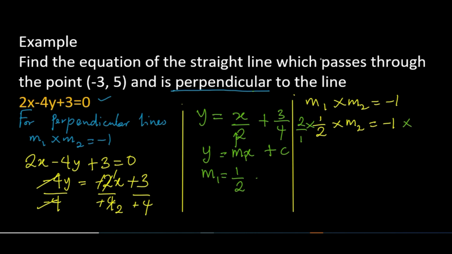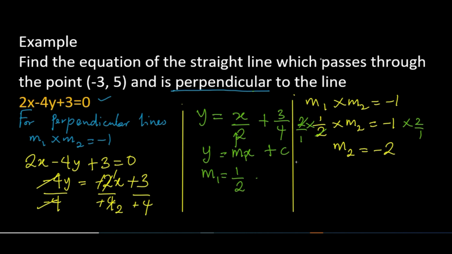Okay, over 1. This one by 2 over 1. So the second gradient for the second line that is perpendicular to this line will now be m2 is equals to minus 2. So in this instance, that is the gradient for that straight line. But it passed through the point minus 3, 5.